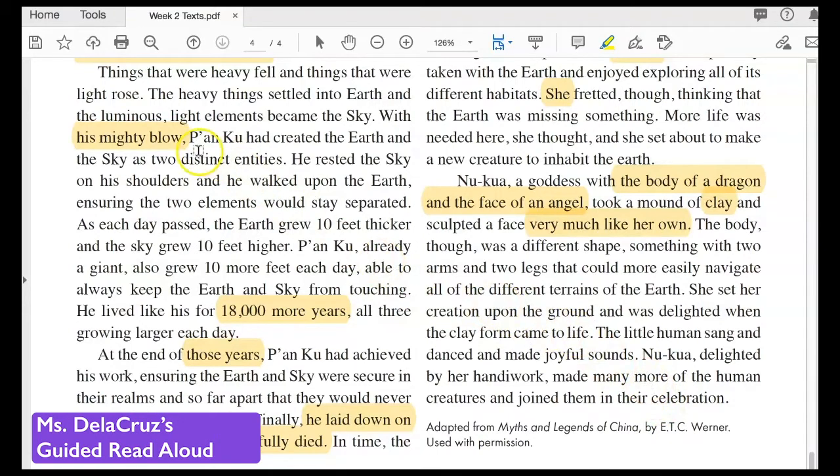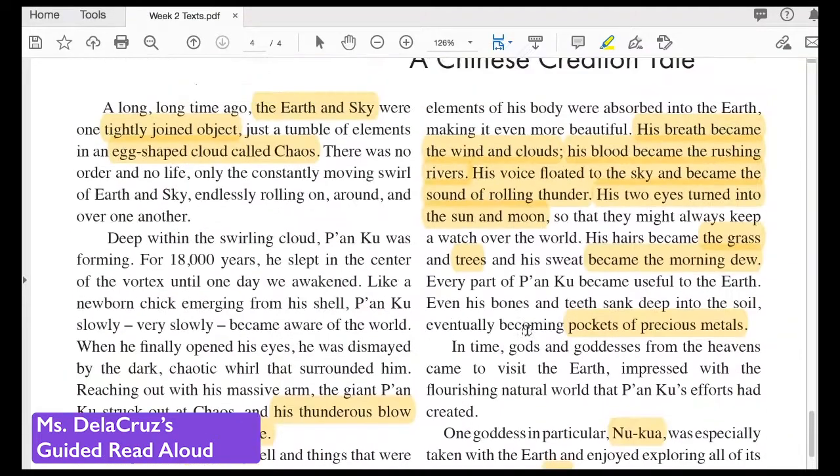So we know this one, Panku created the earth, the sky, and everything basically in it, and his body became all the natural elements. And Nukwa, the goddess, who had the body of a dragon and the face of an angel, made human beings. And that concludes our last creation myth.